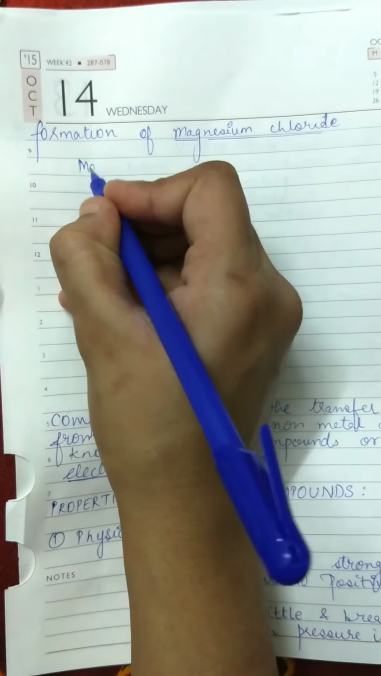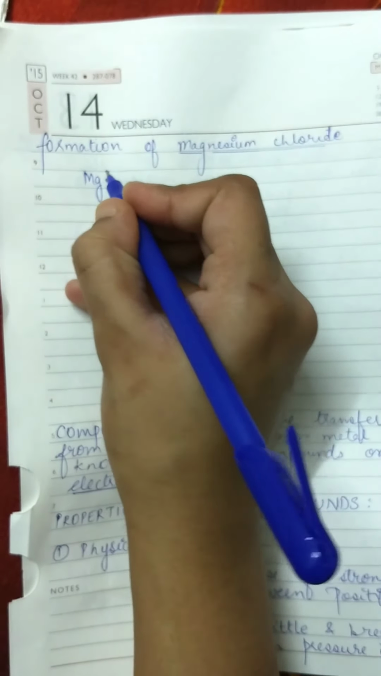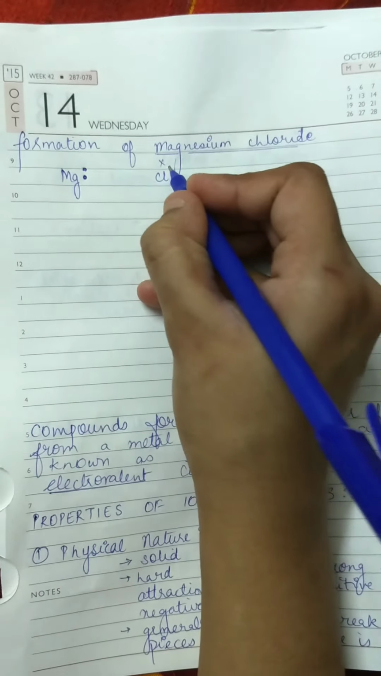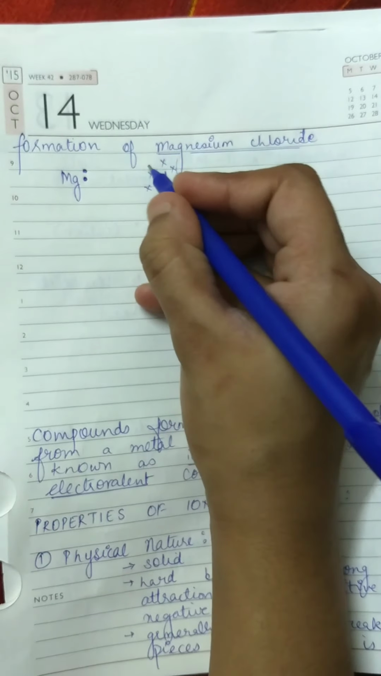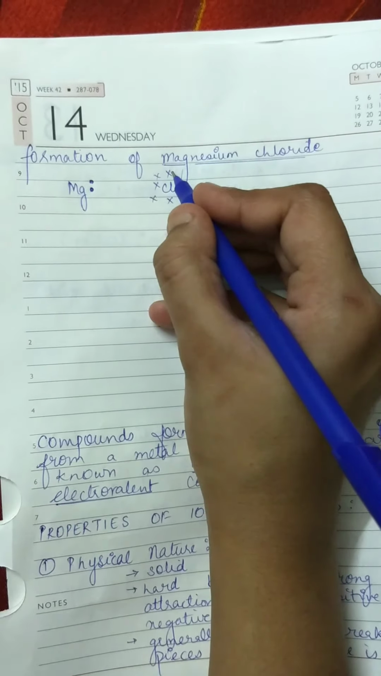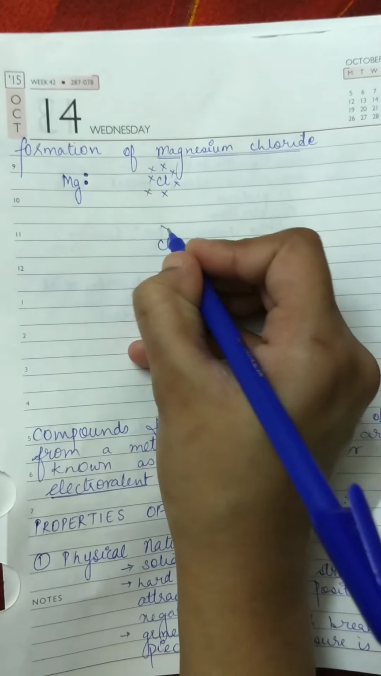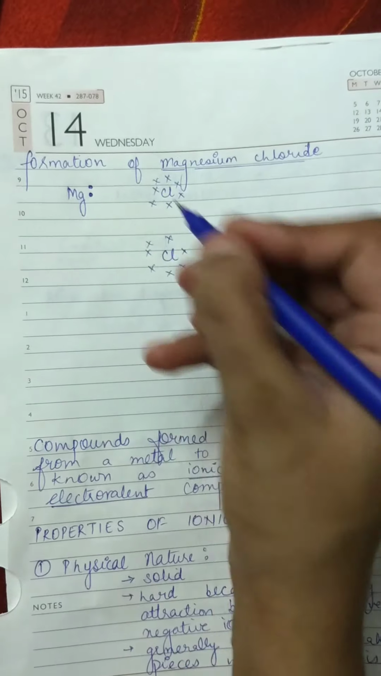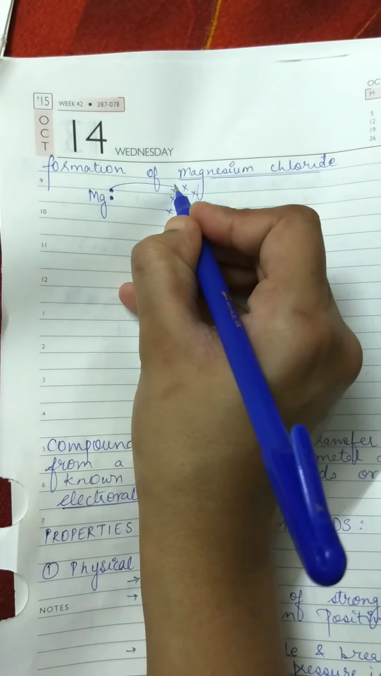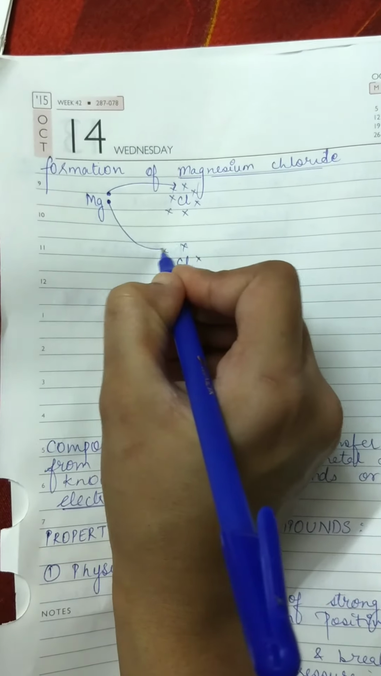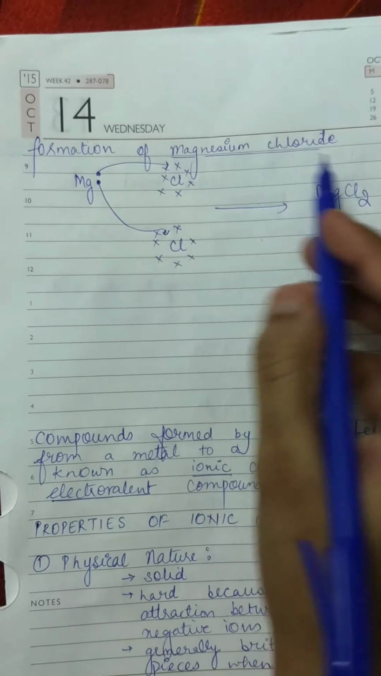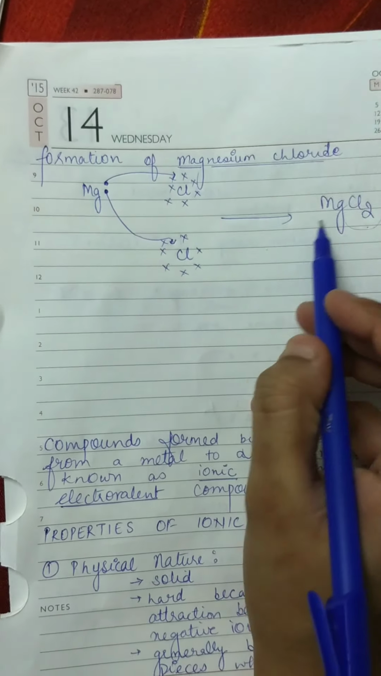See, we know magnesium is 2, 8, 2, so 2 electrons are there in the outermost shell, and chlorine has 7 electrons: 1, 2, 3, 4, 5, 6, 7. It has to obtain 1 electron to obtain its octet, so we'll take 2 chlorines. 1 electron will be acquired by this chlorine atom and 1 will be obtained by this one. So this becomes MgCl2, because 2 chlorine atoms are required and 1 Mg is there, so magnesium chloride is formed.